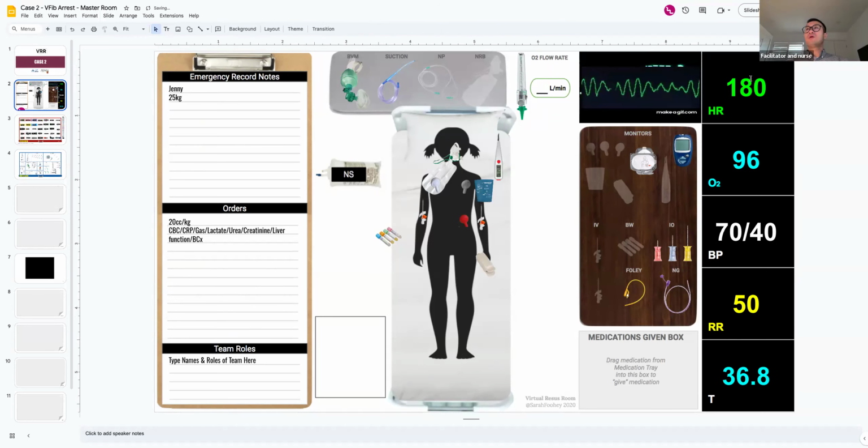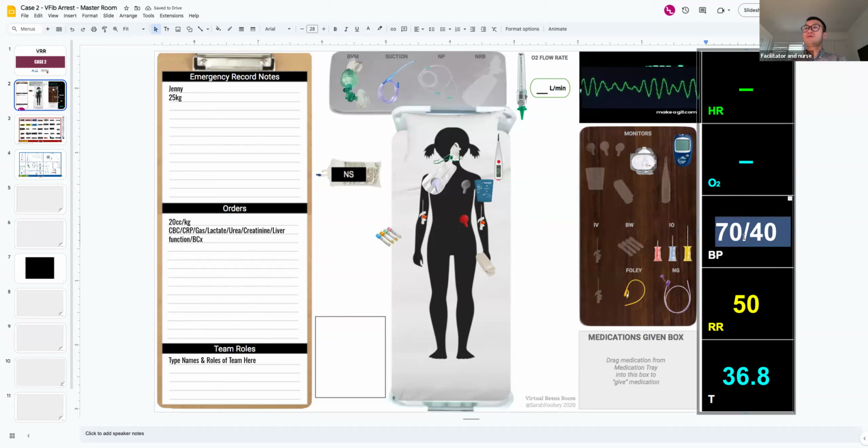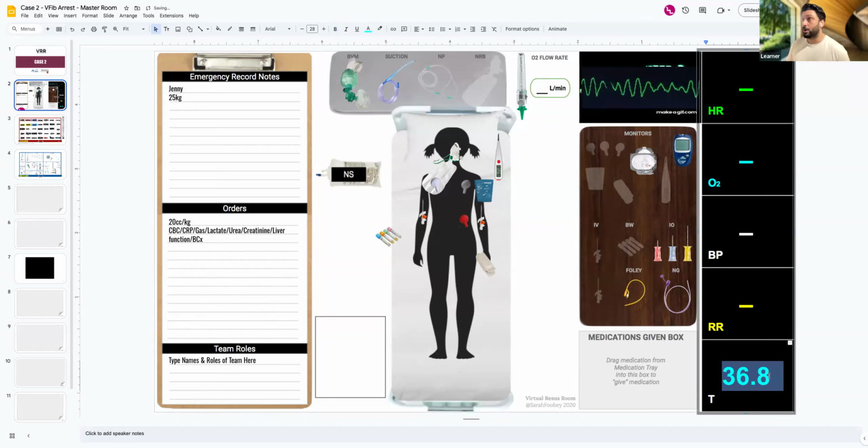Looks like the patient is looking more unwell at this point. Okay. And just going back to my assessment of the patient, do we have a pulse? You do not have a pulse. Okay. Everyone, we're in cardiac arrest. Can I get somebody on the chest to start compressions, please?